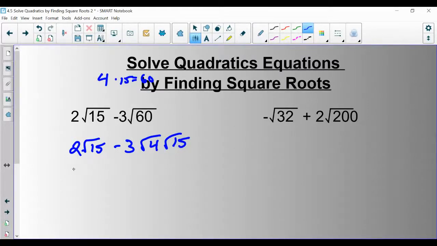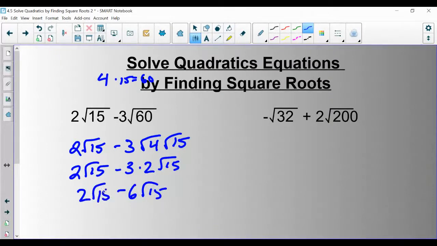Now we know what the square root of 4 is. The square root of 4 is 2. So we're going to have 3 times 2 root 15. And we can do this multiplication. We can do 3 times 2. That's 6. So we have 2 root 15 minus, do this multiplication, 6 root 15. I can add or subtract my coefficients, leaving my root the same, and come up with negative 4 square root of 15.